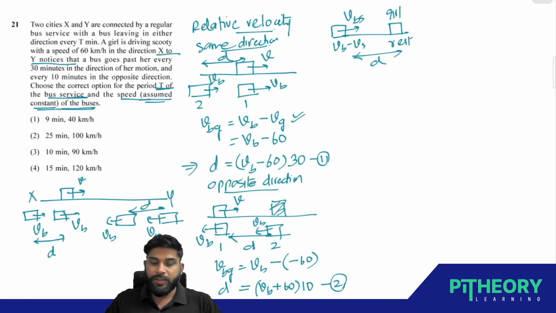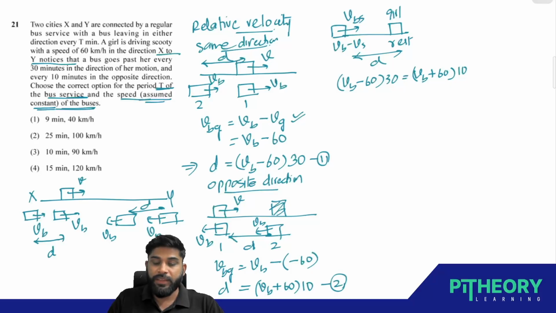So you can equate between these two since both are equal to d, correct? So you can write right hand sides are same. So we can write VB minus 60 into 30. What is that equal to? VB plus 60 into what? 10 will come. How do we simplify that?